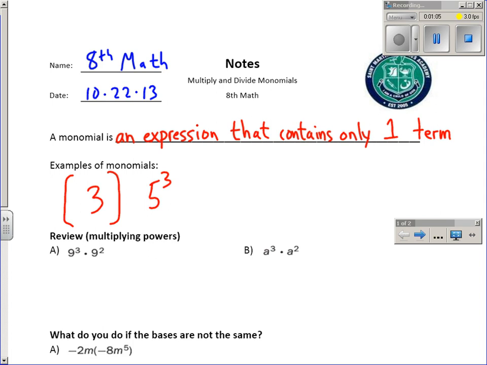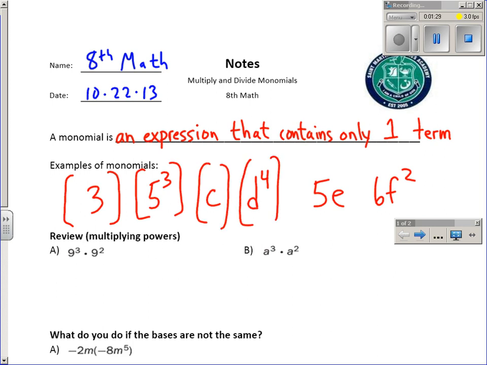A term can also be a variable, so c or d to the fourth power. Each one is a term. Each one individually would be a monomial. And then it can also be a number times a variable, so 5e or 6f squared. Each one on their own is a term, so therefore each one is a monomial.